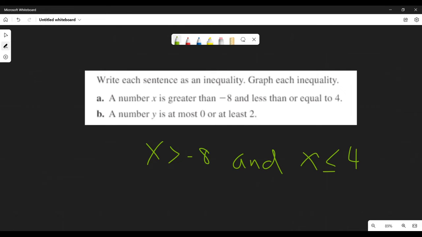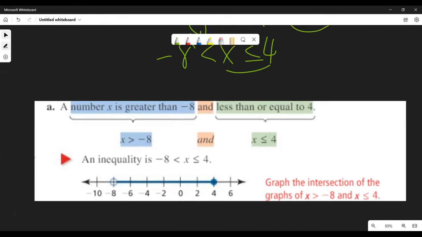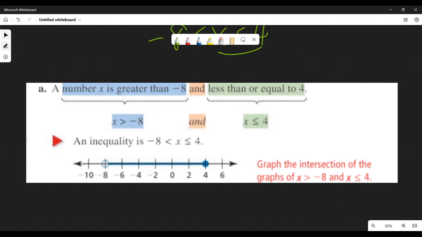What I like to do here is figure out what x is greater than, and I put that at the left end of my compound inequality. So x is greater than -8. You're literally just flipping this inequality around to make it an "and" situation. And then x is less than or equal to 4, so we just add on this little part over here.